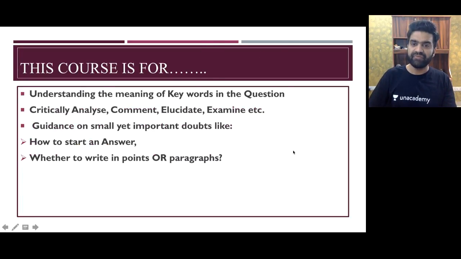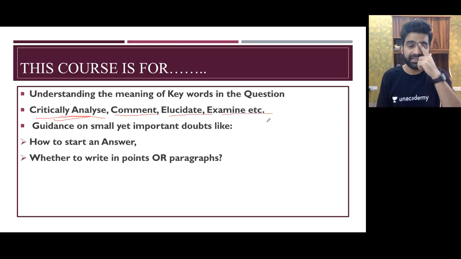Understanding the meaning of keywords in the question, such as critically analyze, and how you should adapt your approach to attempting a question insofar as these words are concerned: critically analyze, comment, elucidate, examine, etc.